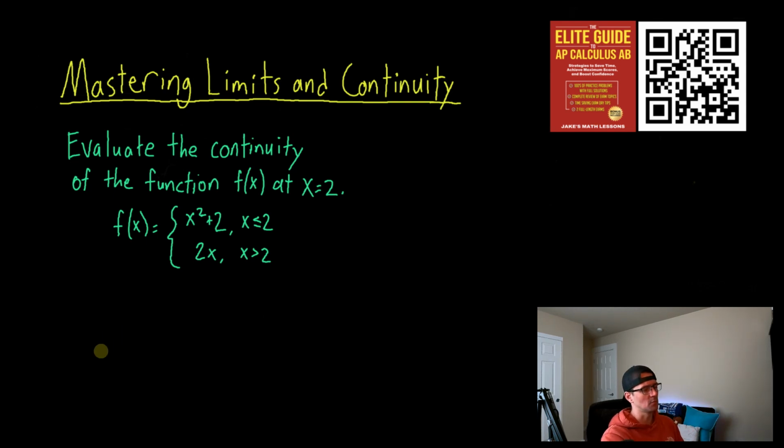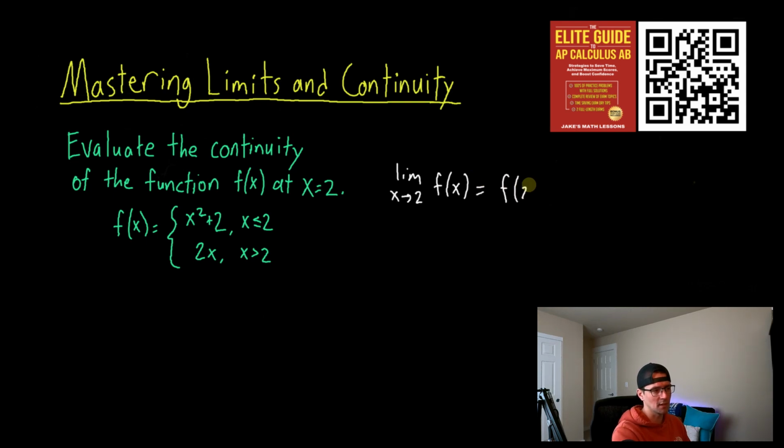But let's go ahead and jump into this problem. Before we start with how to set this problem up, I want to first briefly touch on continuity in general. In order for this function f of x to be continuous at x equals 2, we would need to make sure that the limit as x approaches 2 of this function f of x is the same as what we would get by just simply plugging 2 into the function. This is the definition of what it means for a function to be continuous at 2.